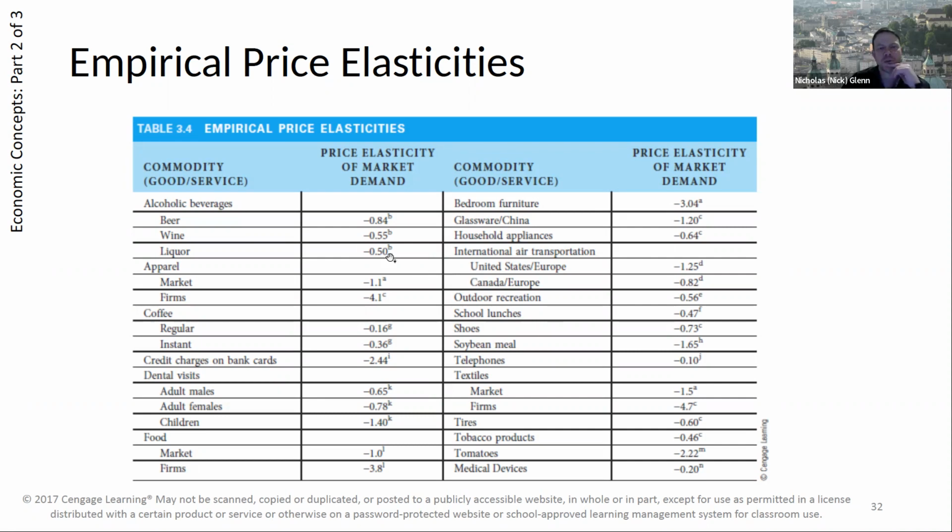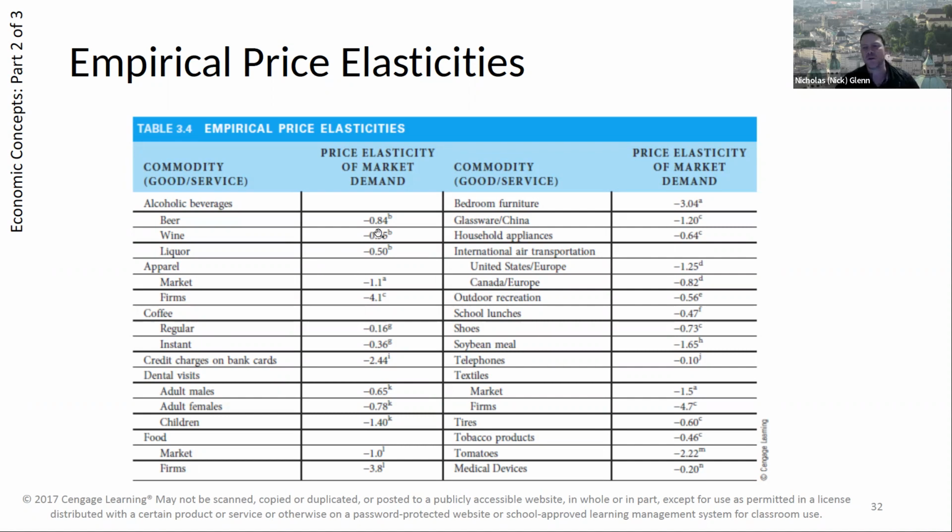Some other examples. Beer, wine, and liquor. It's weird that beer is more sensitive to price changes than wine. I figured it'd be the other way around, but I guess not. But they're still inelastic because they're less than one. So it means people really need their alcohol pretty much here. But not as much as coffee. Coffee is even more inelastic, so it's even more necessary.